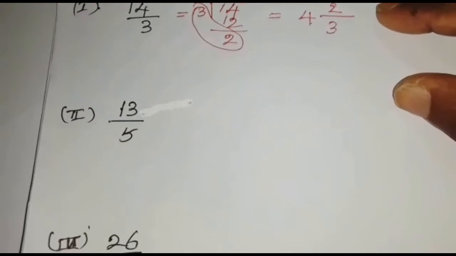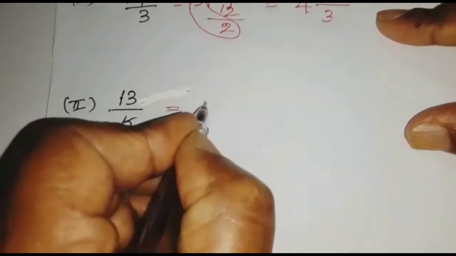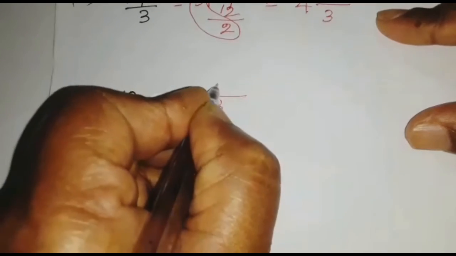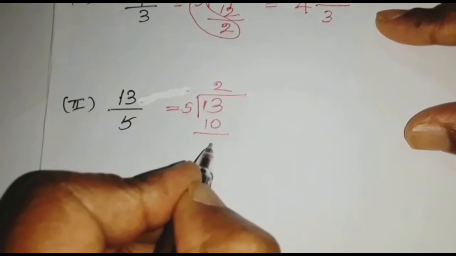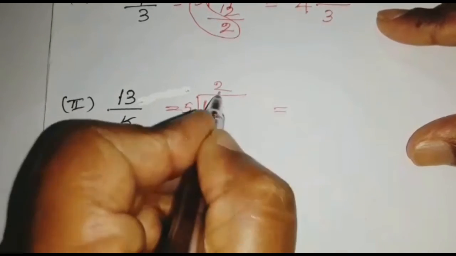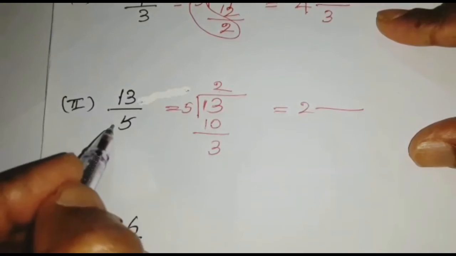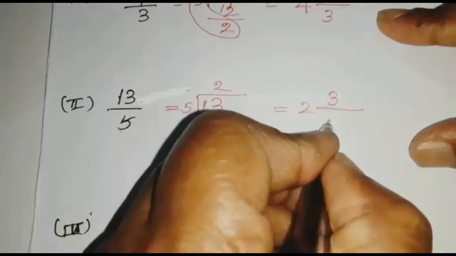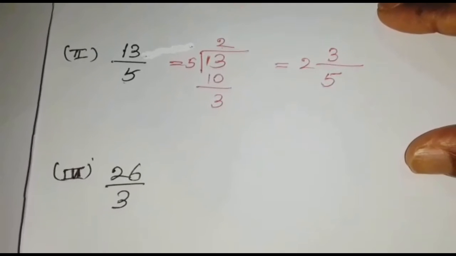Second one, 13 over 5. So 13 we have to divide by 5. 5 into 2, 10. Remainder 3. The whole number is 2. Fraction, numerator is 3. Denominator is 5. 2 3/5.